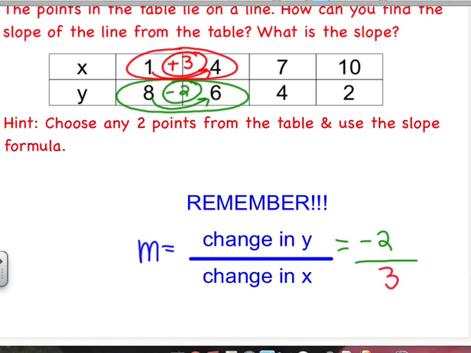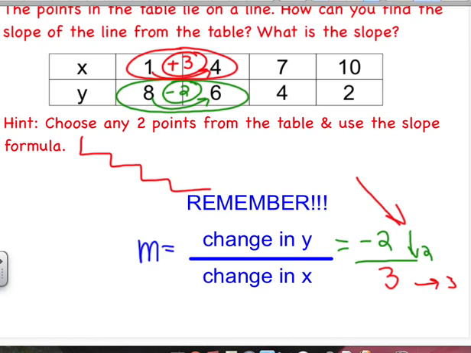So you've done it. That's it. You've calculated the slope of this line just by looking at a table of values. And the slope of this line is negative 2/3. And I'm hoping by now that you know that a slope of negative 2/3 means a line that's going down to the right, and specifically, it is going down 2, right 3. Down 2, right 3, down 2, right 3, and so on. Get the idea?